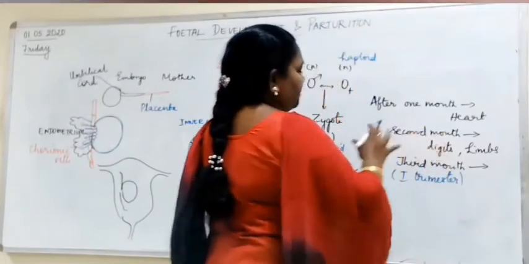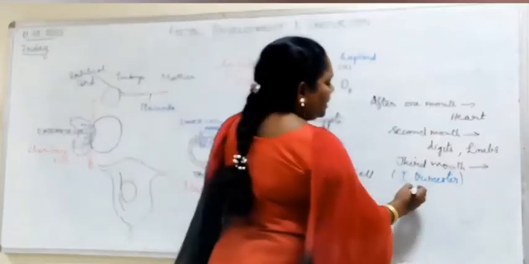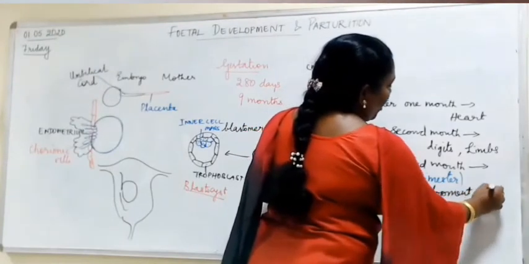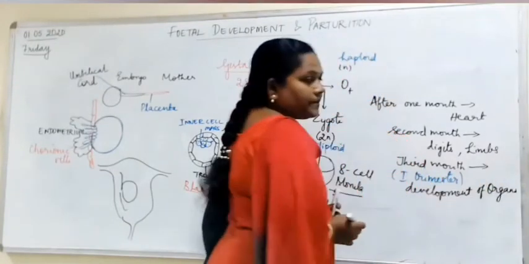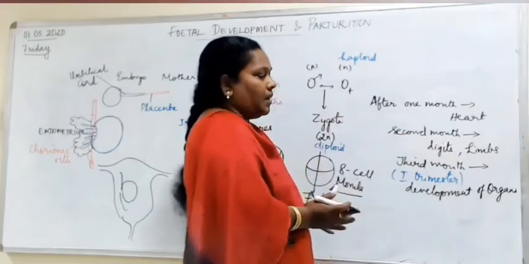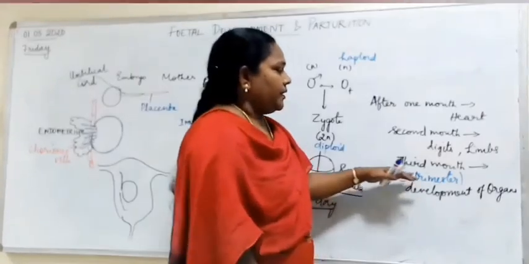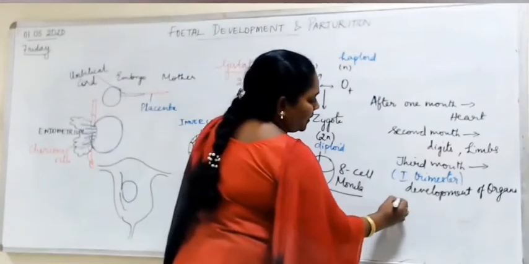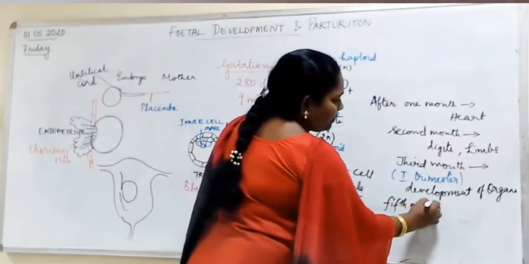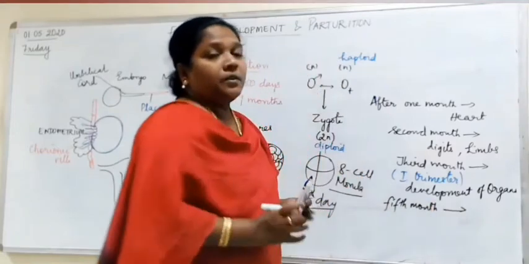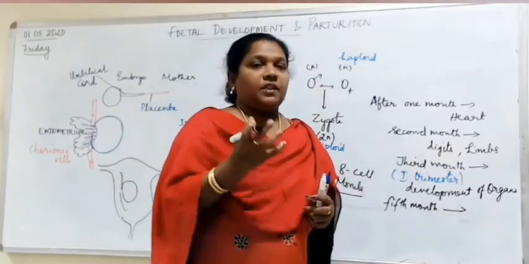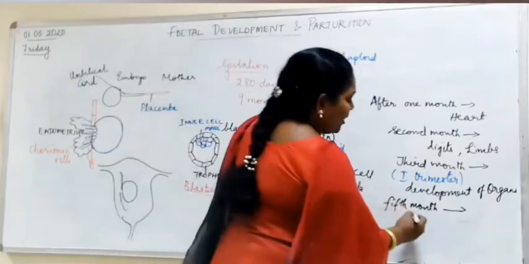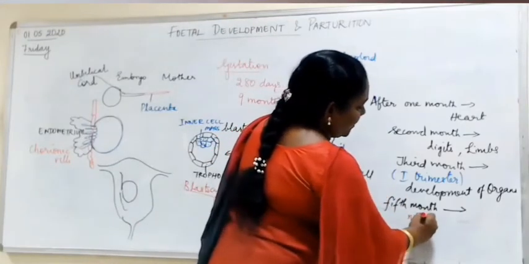The organ development takes place. The development of organs takes place. Organ systems start developing. Various organ systems you have learned, right? All those organ systems start developing at the end of the third month. Okay, then what happens when you come to the fifth month? There will be movement in the fetus. The fetus starts moving inside the womb of the mother. Okay, movement of the fetus takes place at the fifth month.